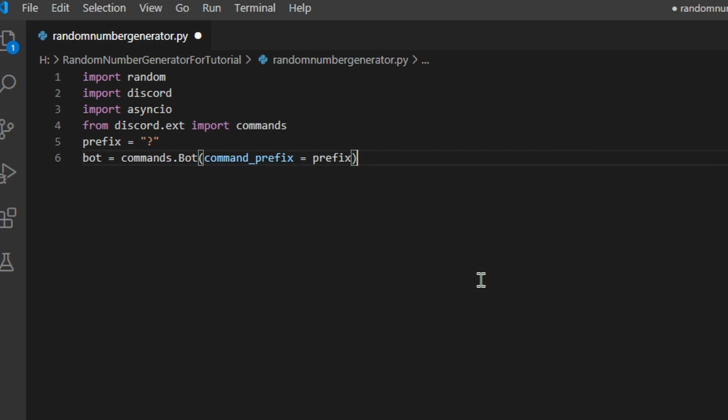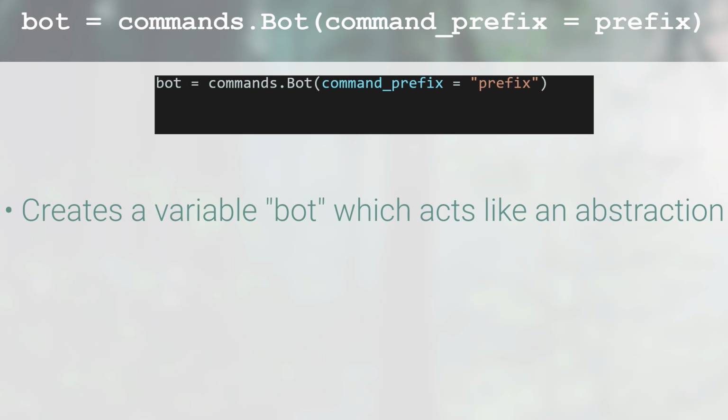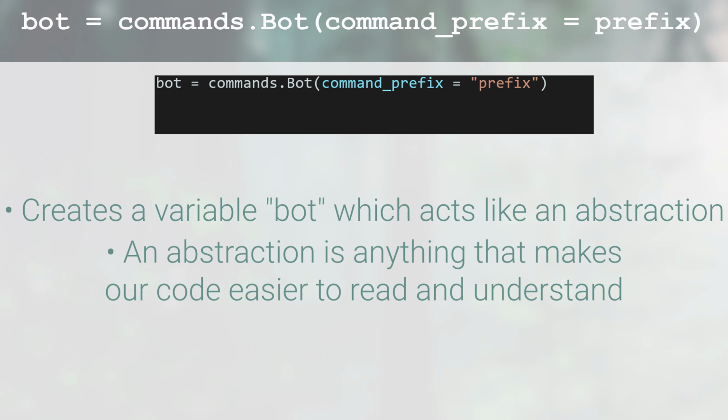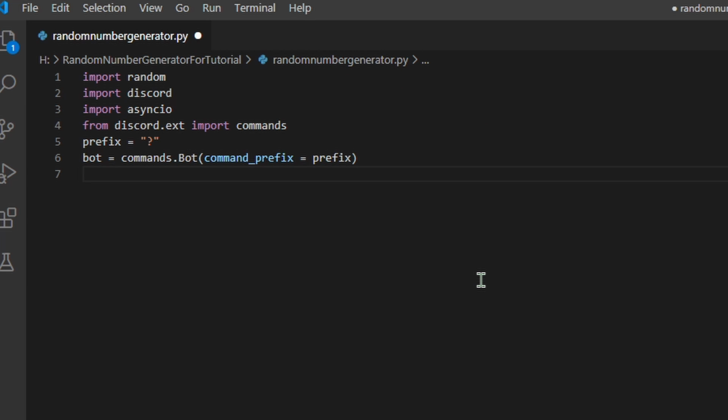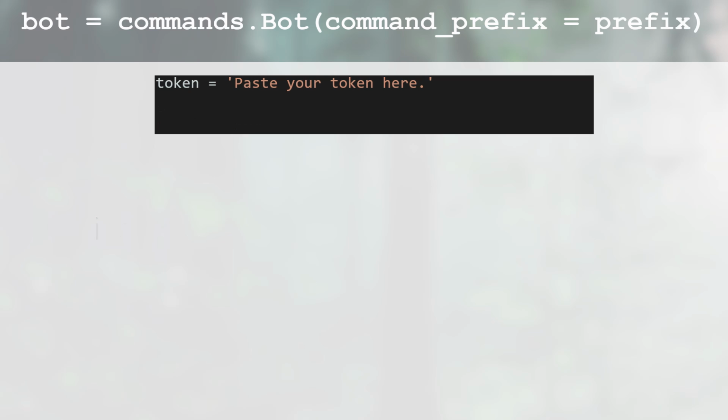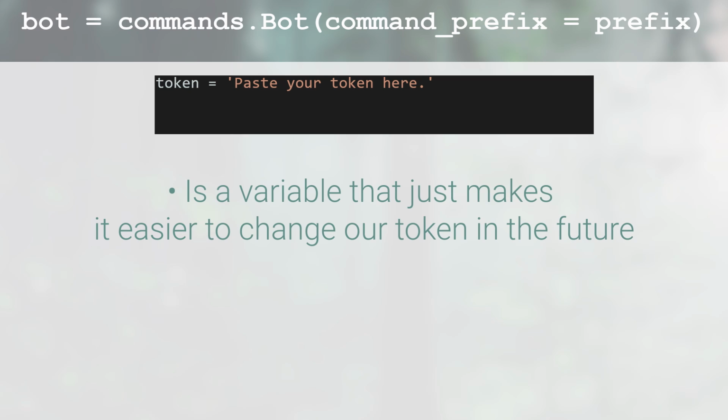What this does is creates a variable, which is an abstraction. An abstraction is anything that makes our code easier to read and understand. The purpose of commands.Bot is that it initializes our bot, and command_prefix defines our prefix, which, in this case, we set to a question mark. Now press enter. Now type token is equal to, and your bot token that you have copied earlier in quotations. This will just make it easier to insert our token later and edit our bot token in the future.